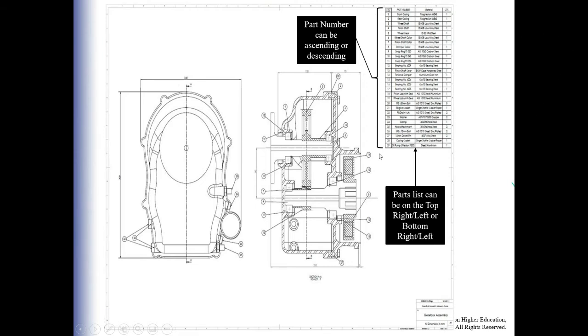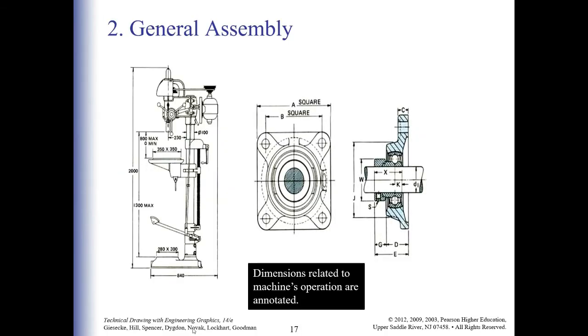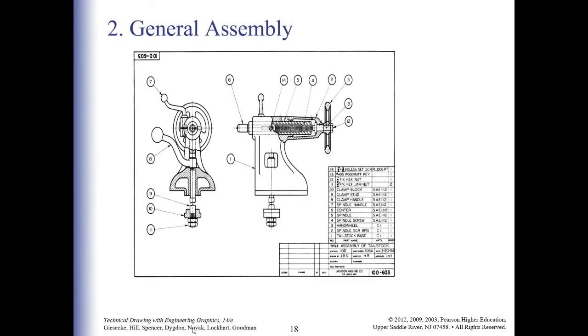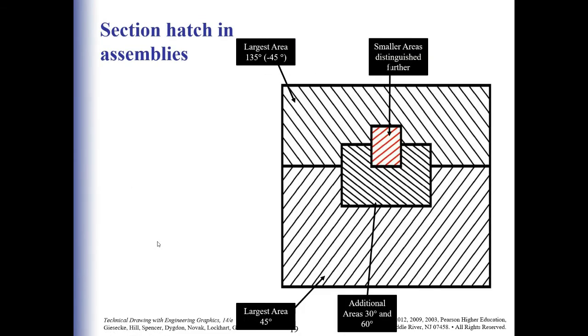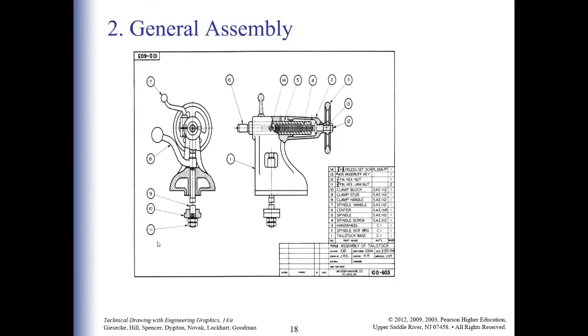Part numbers can either be ascending or descending, as I explained before. The part list can also be placed either on the top right hand side, the bottom right hand side, the bottom left hand side, or the top left. Dimensions related to the machine operation are also annotated, as shown here in this figure. This is an example of a general assembly without dimensions.